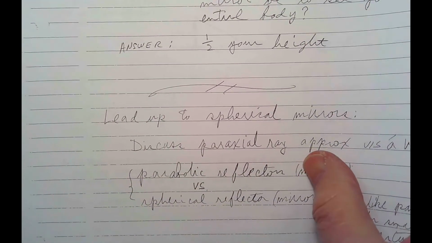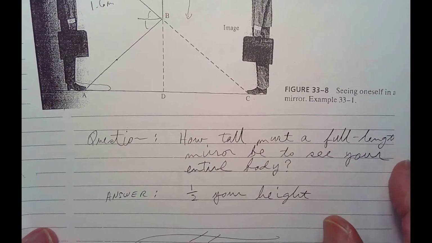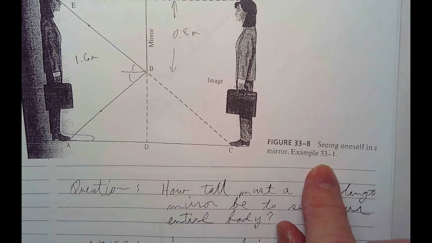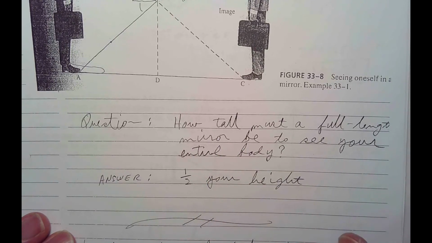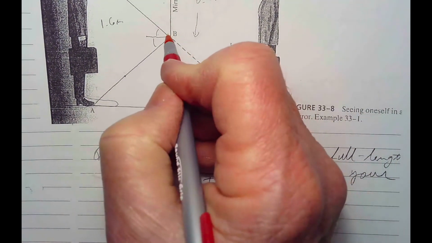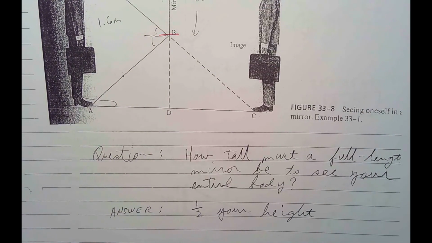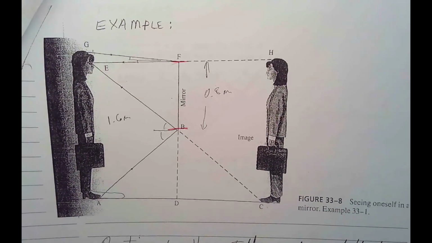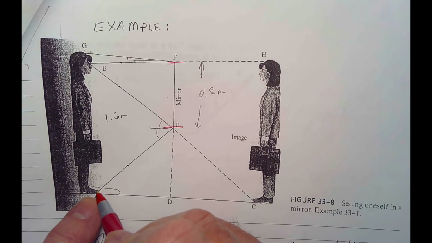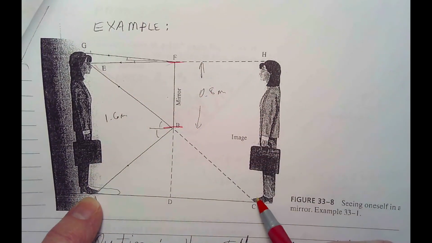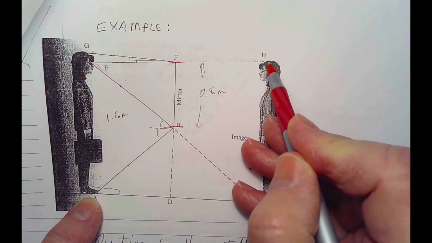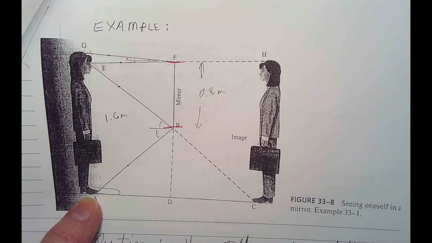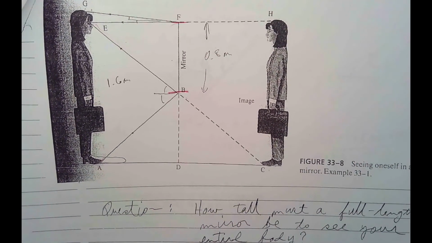Here's an example, example 33-8, seeing yourself in a mirror. The question is, how tall must a full-length mirror be to see yourself? Well, the answer is kind of interesting. It doesn't have to be as big as you are. It only has to be exactly half as big as you are. Here's the proof. I take the toe down here, reflect that way, it goes to an image down here. I take the top of your head here, and it makes an image back there. That distance is half as much. That's a real rushed explanation of that.